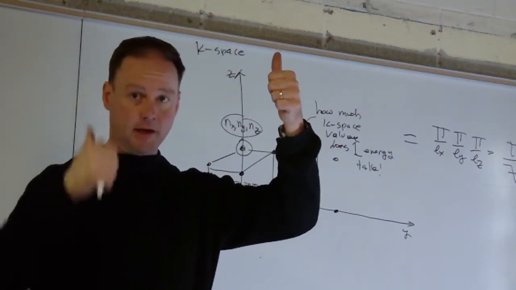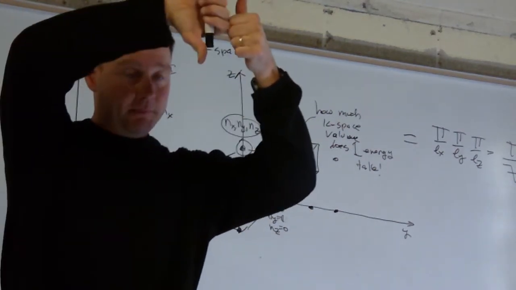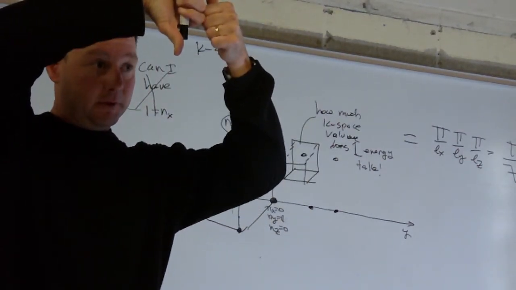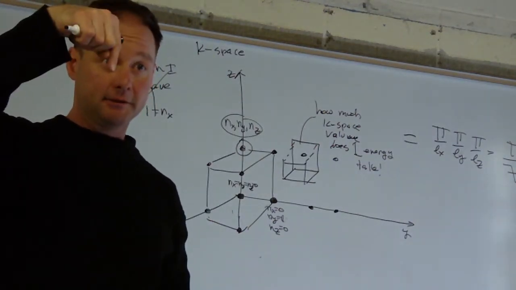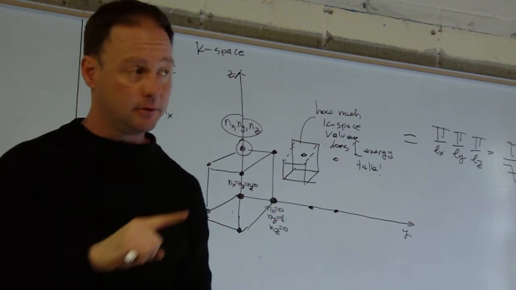So I can't do that. But I can put in a spin down with quantum numbers 1, 2, and 3, because then it's spin half, but with ms minus a half. So I can have 2.